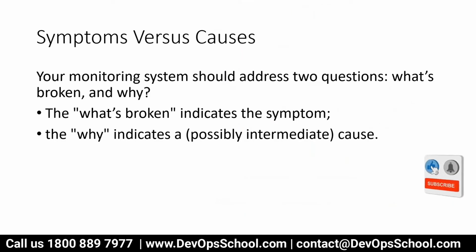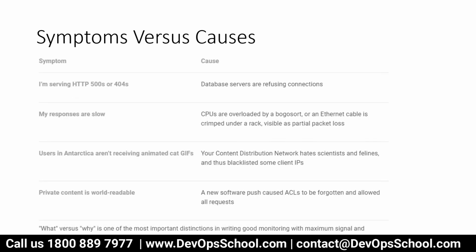Now, when you set up monitoring, you should address two questions: what's broken and why. What's broken indicates a symptom, and why indicates a possible intermediate cause. So these are the two answers. If you're getting them, that means your monitoring is perfect. Now, if you look at symptom versus cause, here I'm serving HTTP 500s and 404s. So what could be the cause? The cause is that database servers are refusing connections. So one way you get the symptoms, another way you get the cause.